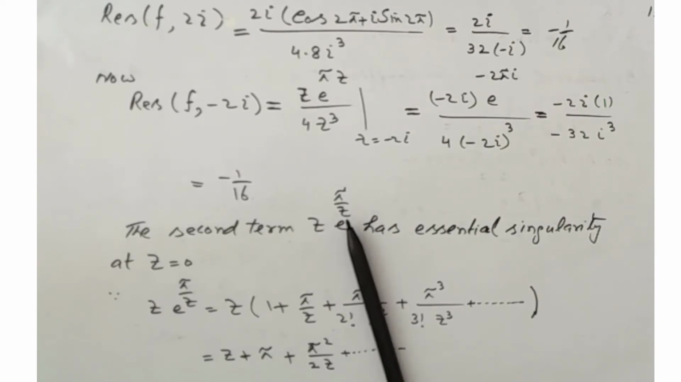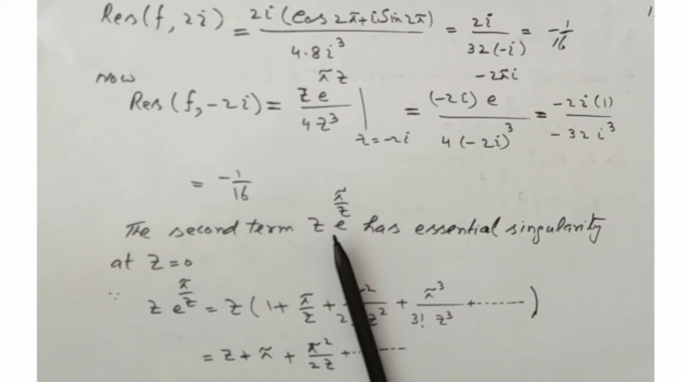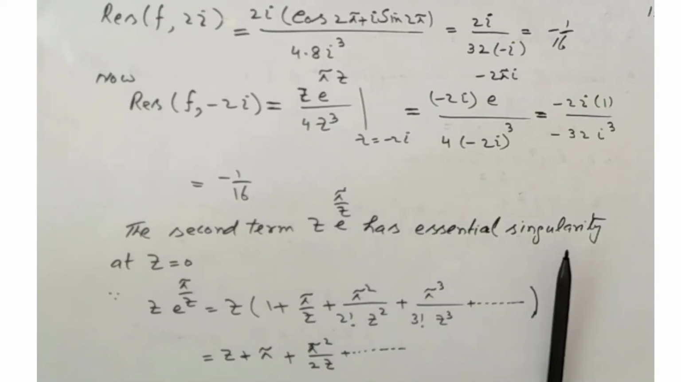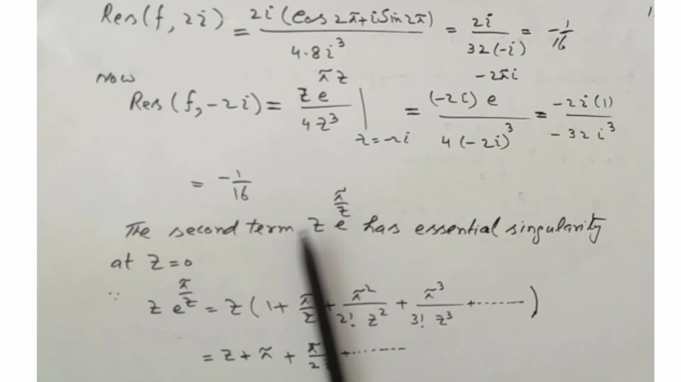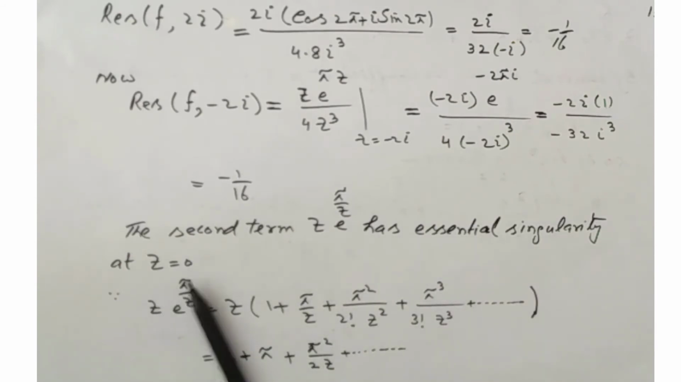After expansion of this, the expansion of e to the power pi by z has infinite terms, so we have an essential singularity at z equal to 0. Because when you put z equal to 0, the term becomes infinity, so we have an essential singularity at z equal to 0.